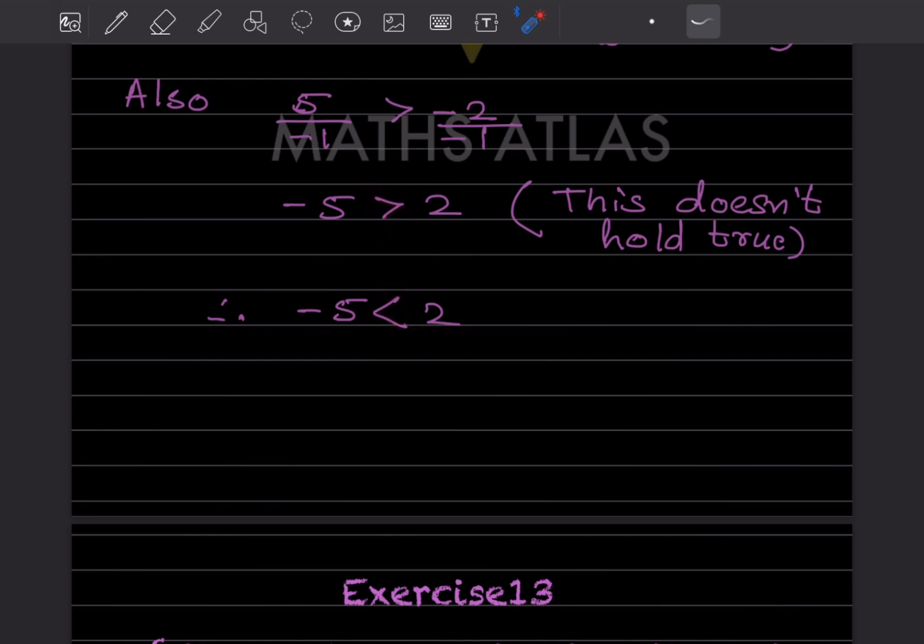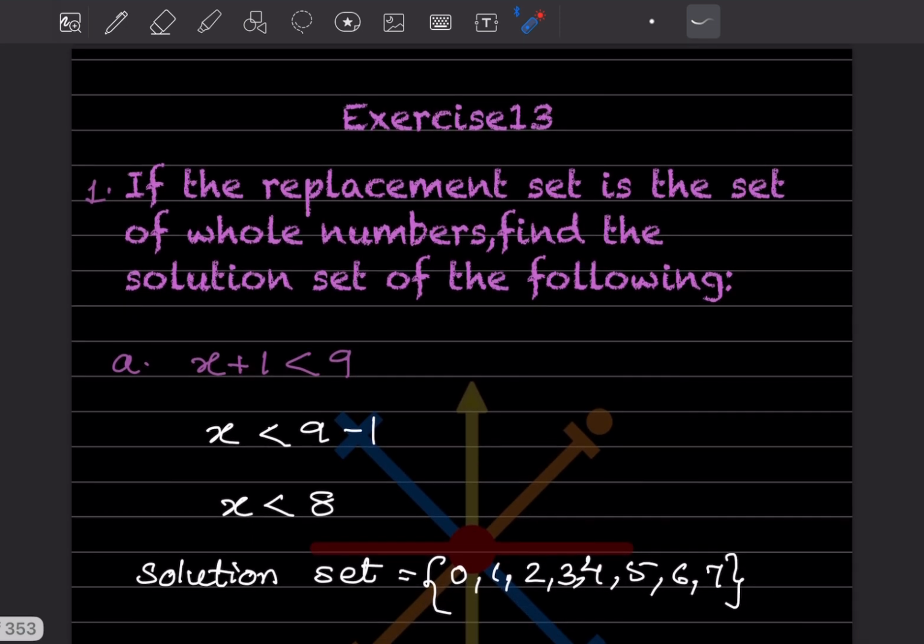Now let us see the exercise, exercise 13. If the replacement set is the set of whole numbers, find the solution set of the following. You know the whole numbers: W stands for whole numbers, and they always start with 0: 0, 1, 2, and so on.